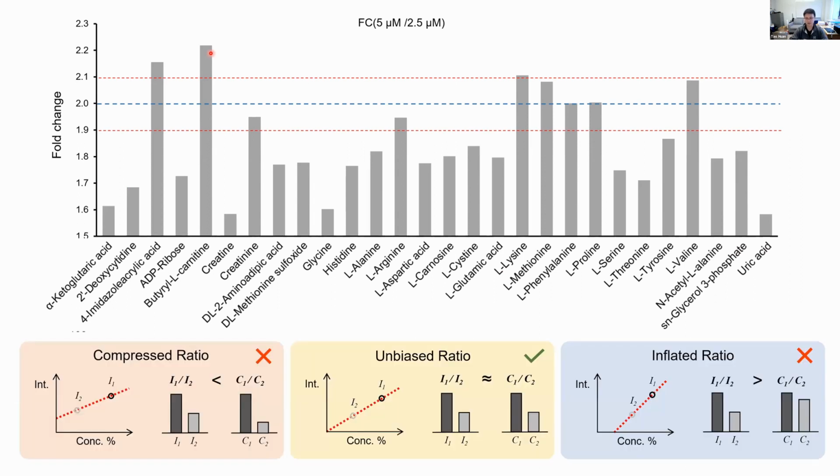Then we can simplify this into a mathematical model to propose 3 different types of ratios. One is compressed ratio. When the intercept b is larger than 0, your calculated signal fold change will always be smaller than the concentration fold change. When the intercept b equals 0, we are talking about proportion, and the measured signal fold change equals the concentration fold change. Then no problem. On the other side, in some cases the intercept b will be smaller than 0. Then your measured intensity fold change will be larger than the concentration fold change. This is called ratio inflation, or fold change inflation. So these are the 3 types.